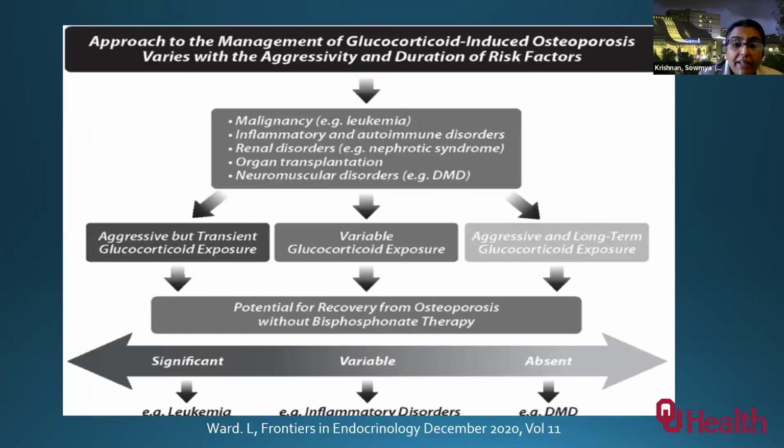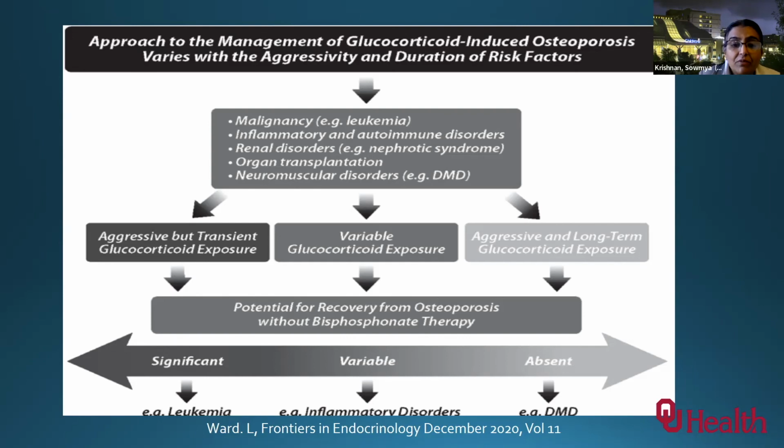If you do identify vertebral fractures, your approach to what to do with these fractures depends on the primary condition and how long these children will be exposed to glucocorticoids. So think of it as, will this child get aggressive but transient glucocorticoid exposure? Maybe variable glucocorticoid exposure, you don't know, but it depends on how well the primary condition is being treated. Or in certain conditions, this child is going to be on long-term glucocorticoid. They can never come off glucocorticoid.